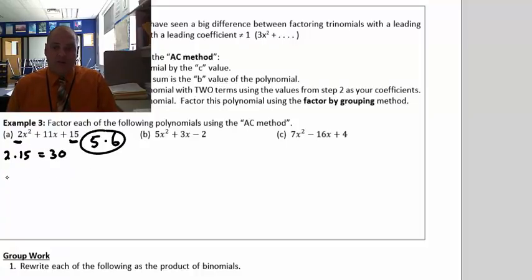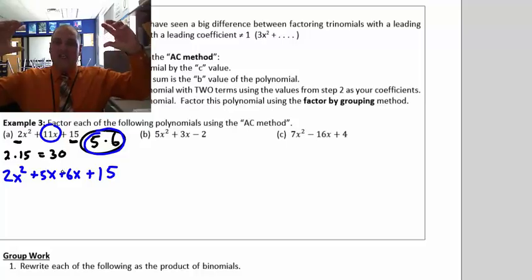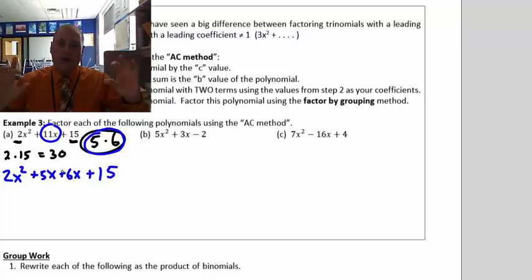We're going to keep the 2x squared the same. Let me change colors. 2x squared is staying the same, and 15 is going to stay the same, plus 15. It's the 11x that we're going to break up into 2 separate terms using the numbers we found, 5 and 6. So we're going to call it plus 5x and plus 6x. Notice we changed the original polynomial to a new polynomial. It went from 3 terms to 4 terms.